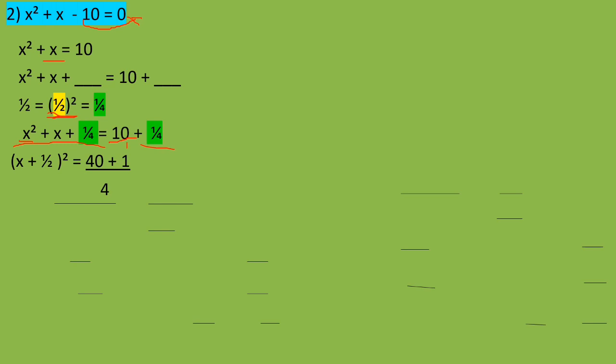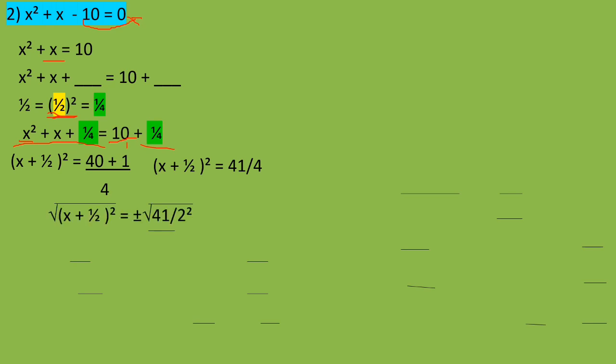4 times 10 is 40. Plus, 4 divided by 4 is 1. 1 times 1 is 1. Next, simplify natin. So, meron na tayong x plus 1 half squared is equal to 40 plus 1 is 41 over 4. Maglagay na tayo ng radical sign both sides of the equation.